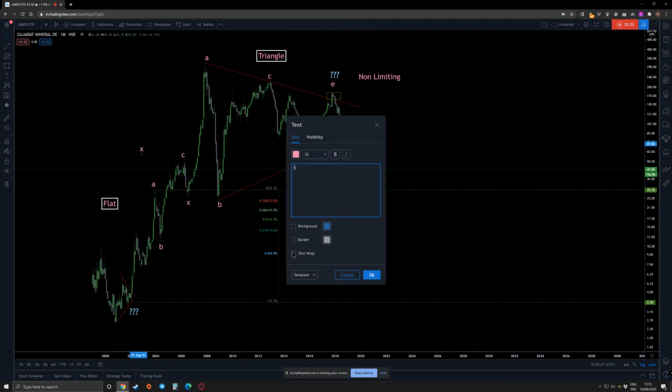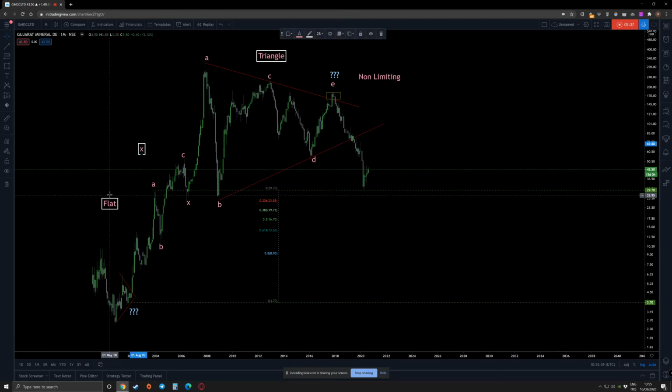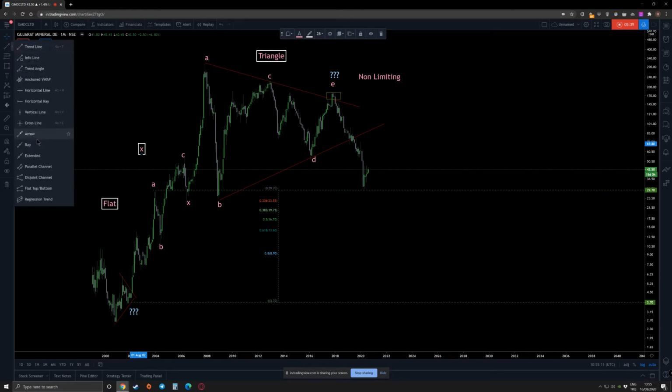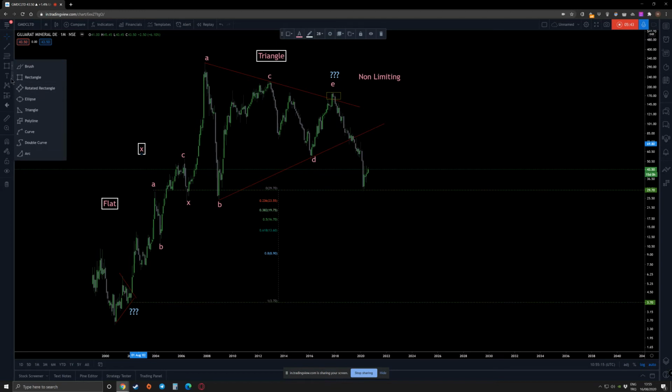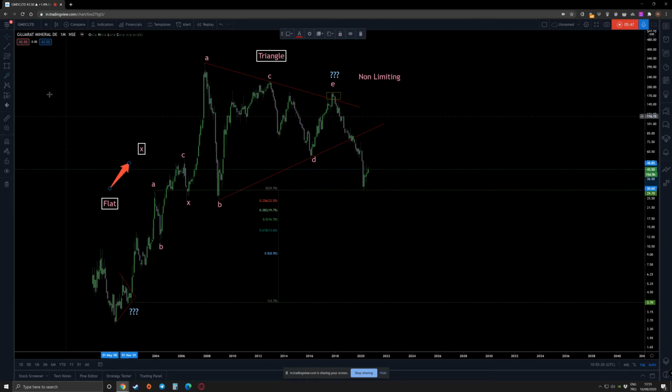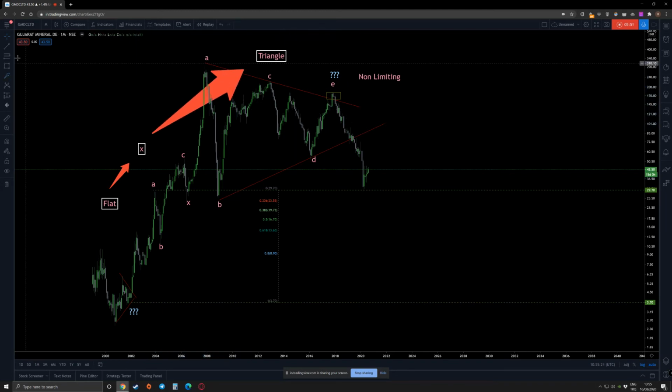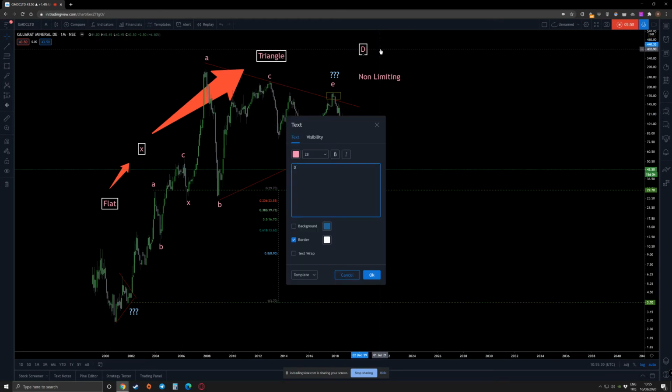So when you combine these three, what I'm actually trying to do is make the chart look a little bit better. You have a flat, an X wave, and a triangle. This actually is called a double combination.